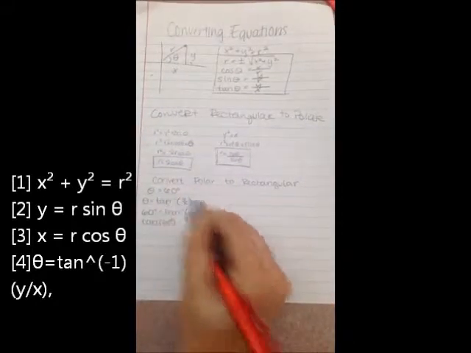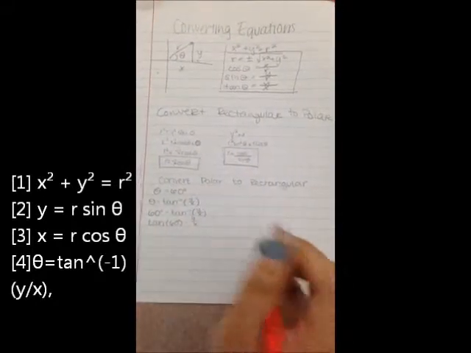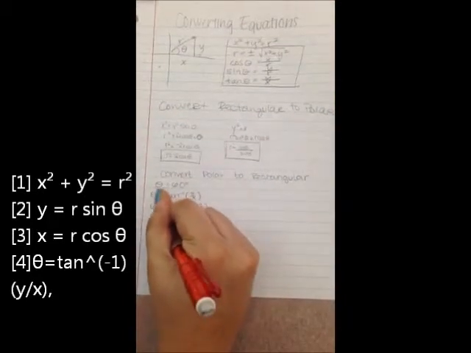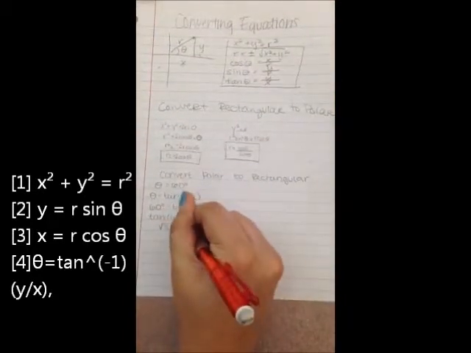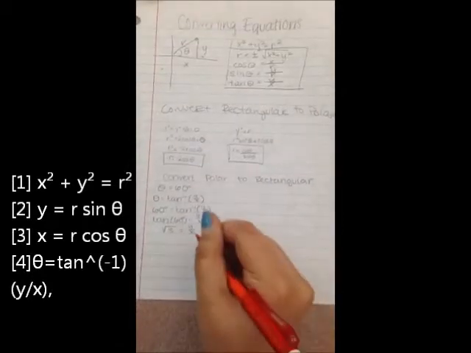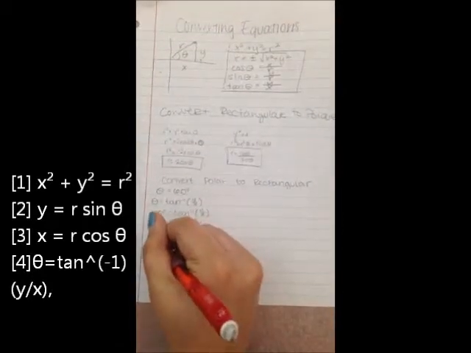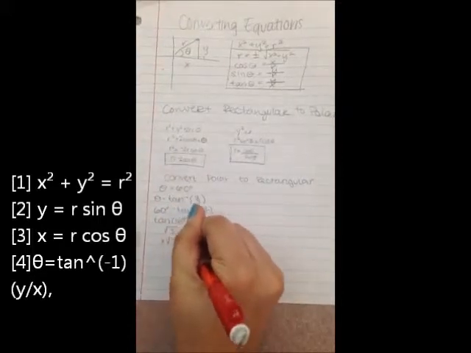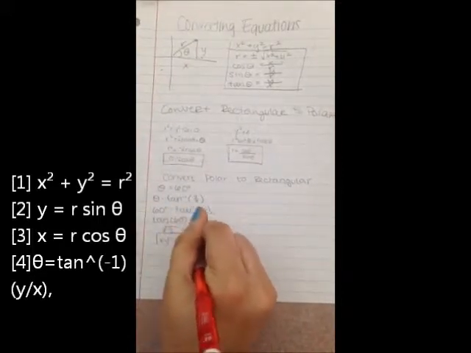Tangent of 60, according to the unit circle, is root 3. So root 3 equals y over x. And then if we manipulate this by multiplying both sides by x, root 3 x equals y. And that's your final rectangular equation.